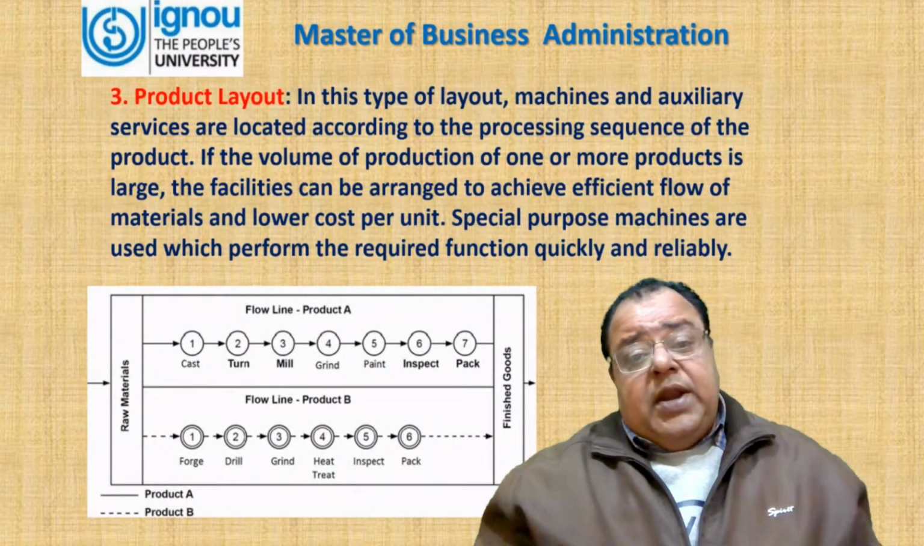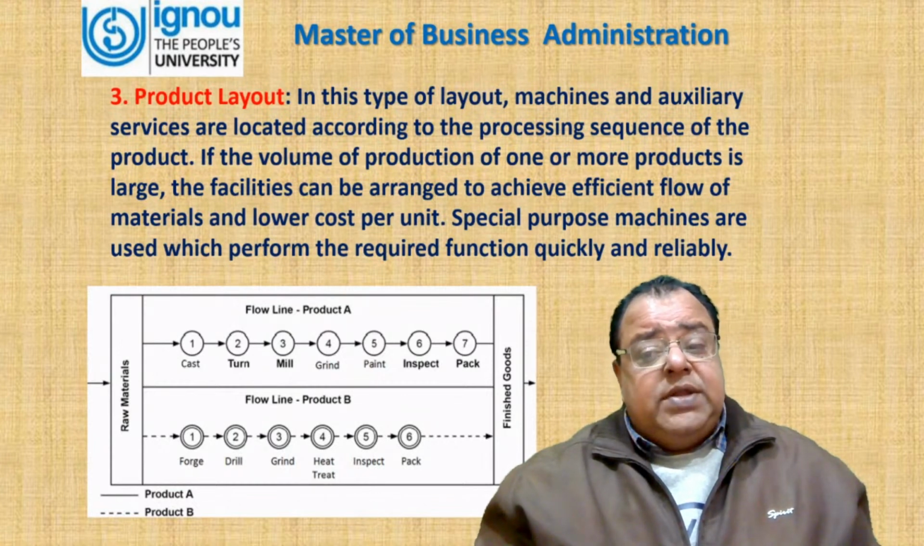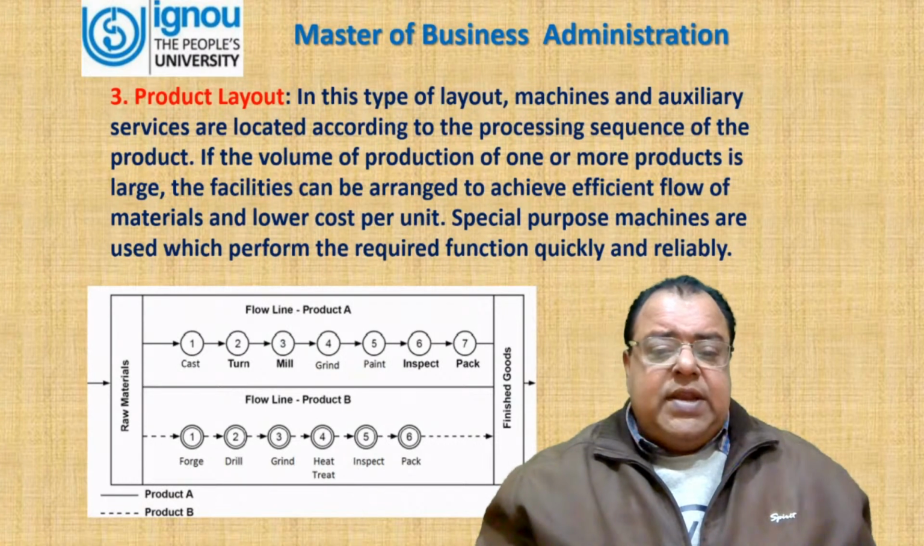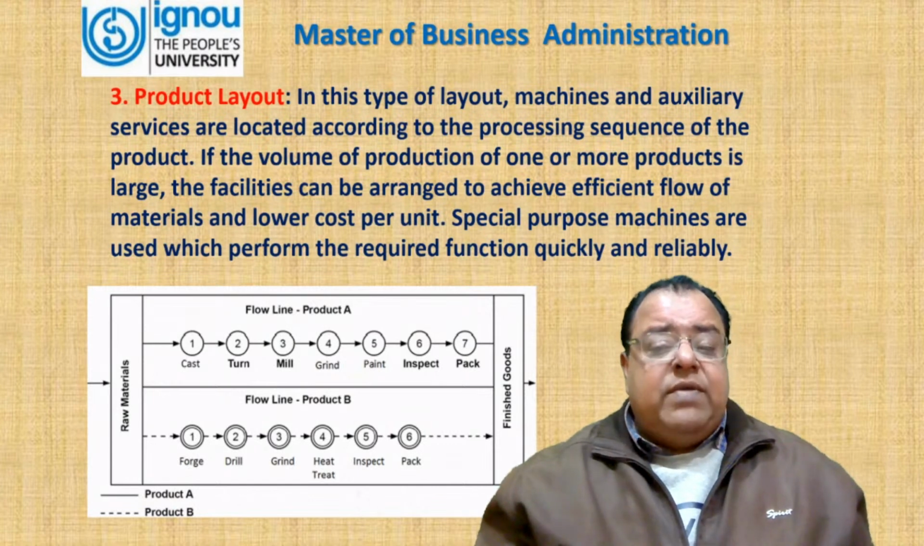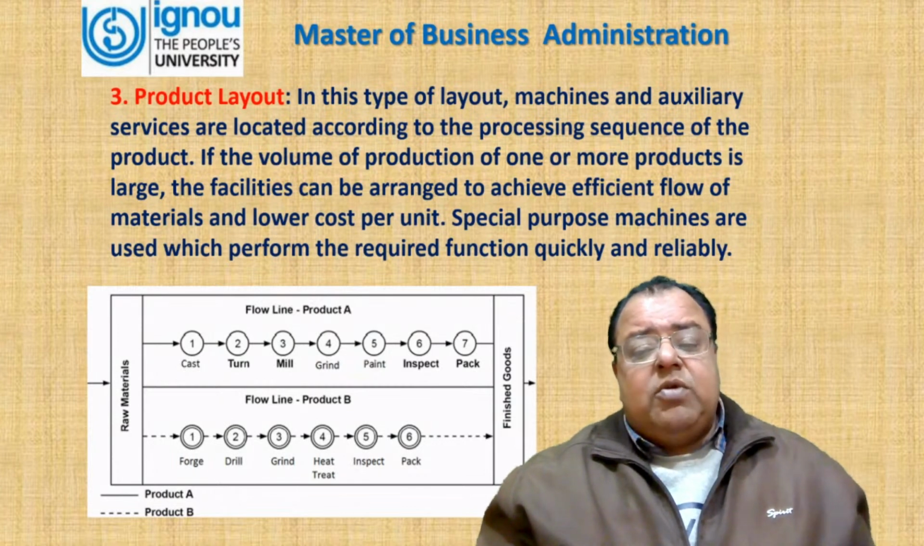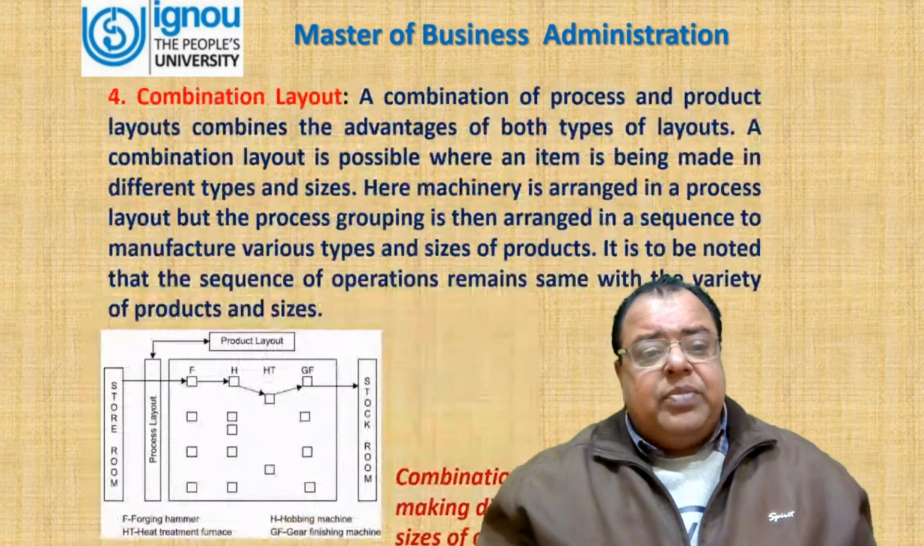Third one is product layout. In this type of layout, machines and auxiliary services are located according to the process sequence of the product. If the volume of production of one or more products is large, the facilities can be arranged to achieve efficient flow of materials and lower cost per unit. Special purpose machines are used which perform the required function quickly and reliably.